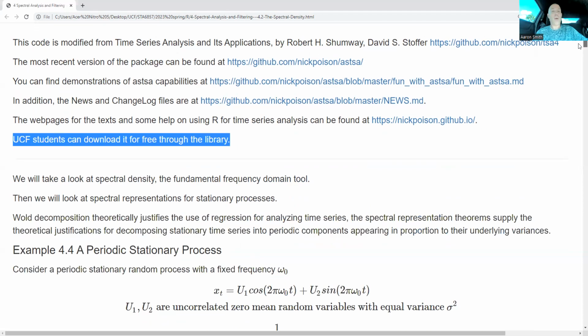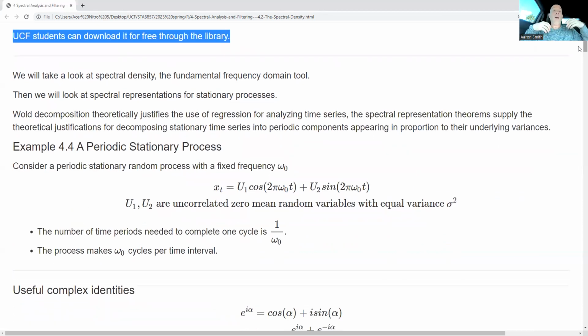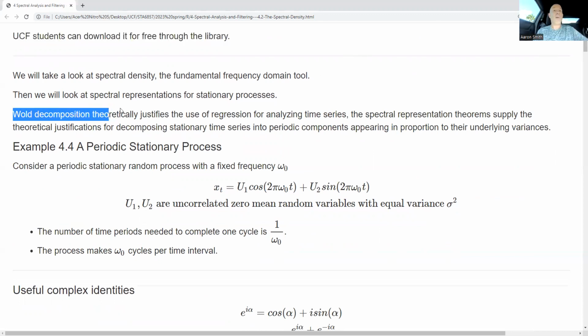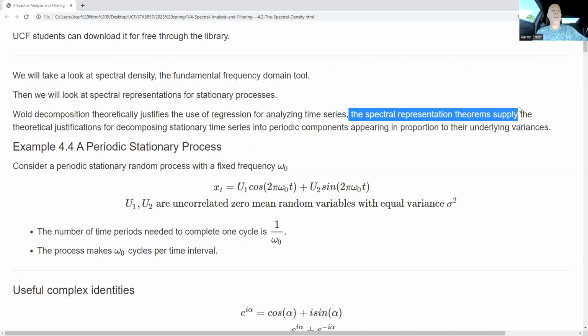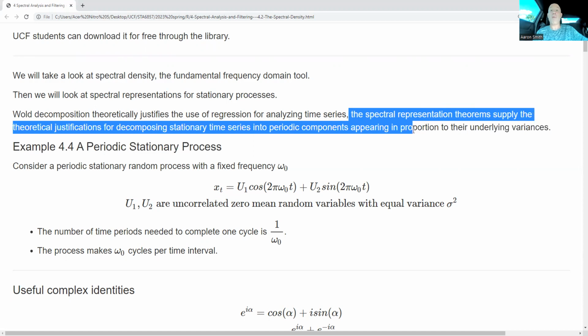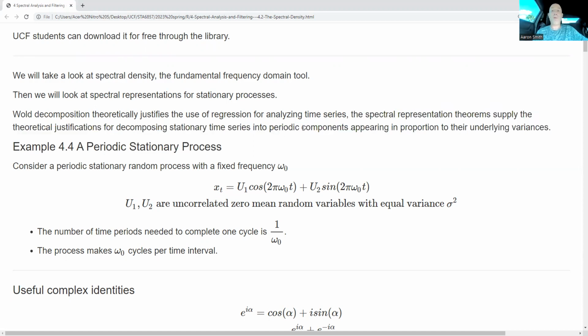All right, so let's take a look at this. Spectral density is a fundamental tool for us to analyze time series frequencies. We're going to look at the spectral representation for stationary processes in this video. Now, Wold decomposition justifies the use of regression in analyzing time series. The spectral representation theorems supply the justification for decomposing stationary time series into their periodic components, where things appear in proportion to the underlying variances.